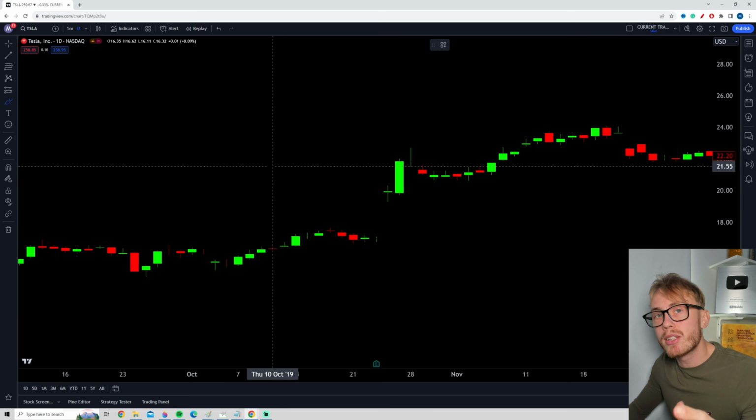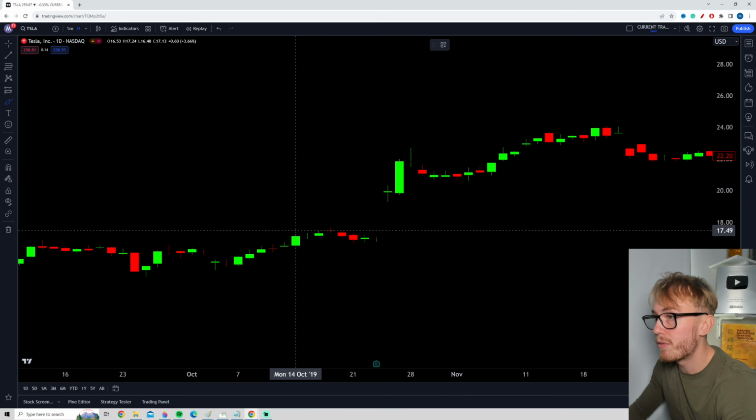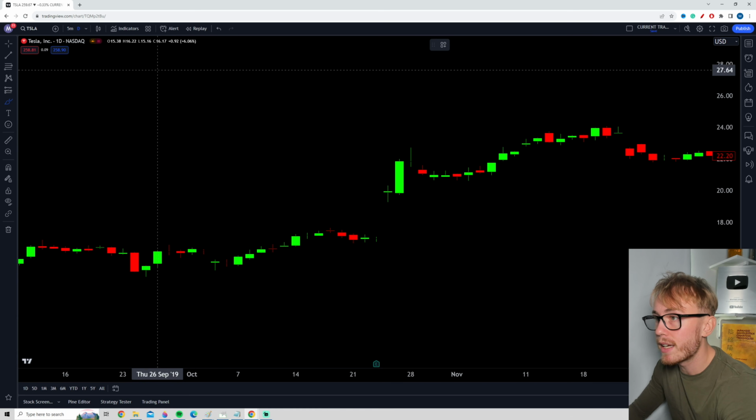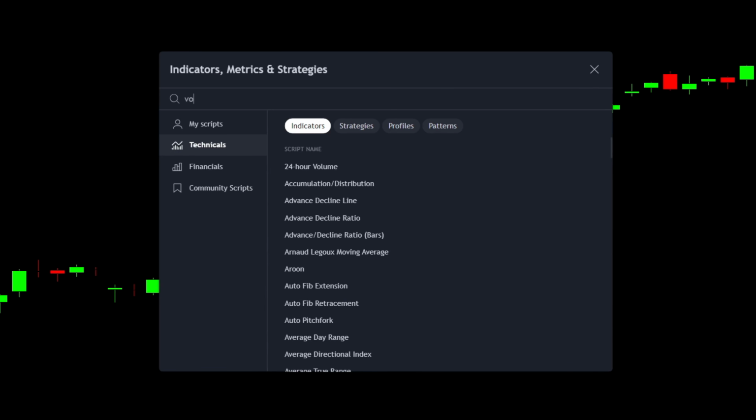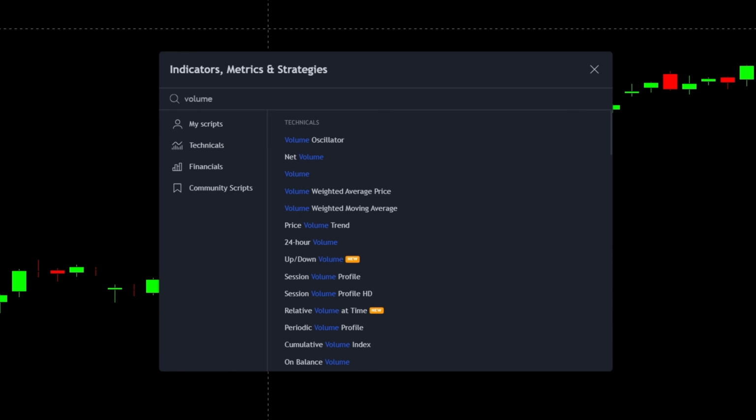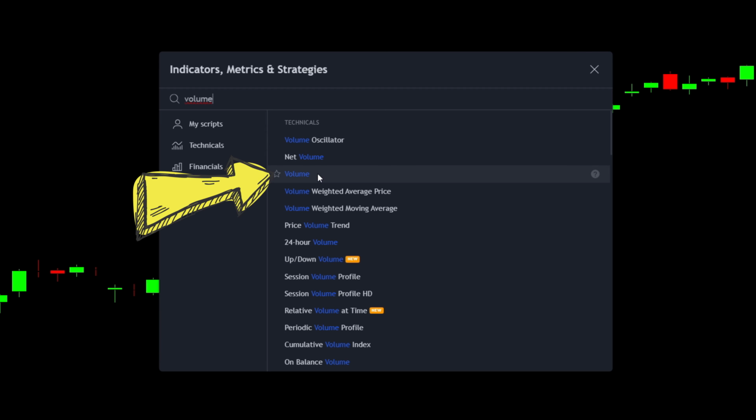Alright guys, so now let's take a look at how volume works. Well, first of all, to open up the volume indicator in TradingView, we go up here to the indicators tab and we simply search for volume. We have a few different volume indicators here, but in this video we're gonna use the standard volume, which is pretty basic but very powerful, so we choose the volume indicator right here.